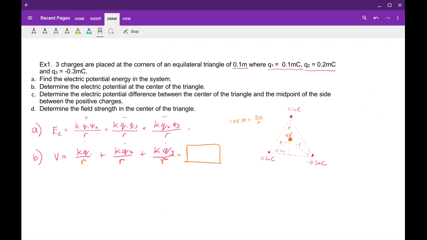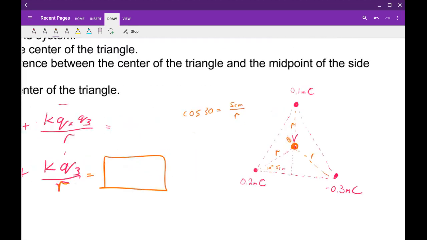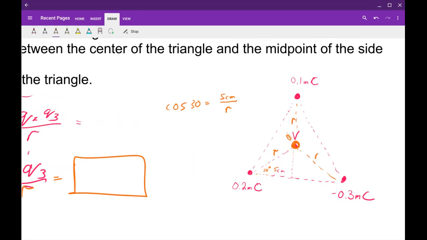Remember, the thing that you're moving from infinitely far away to there is the coulomb. All right, let's do part C. Determine the electric potential difference between the center of the triangle and the midpoint of the side between the positive charges. So the electric potential difference is V final and V initial, with the midpoint right here.